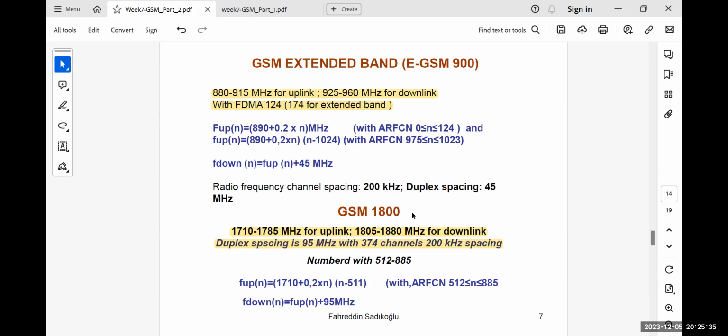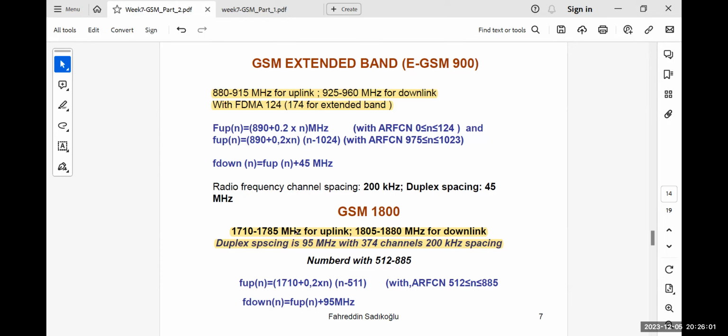And similarly, depending upon what channel number is given to you, you can calculate the uplink frequency and the downlink frequency. But keep this in mind that the duplex spacing in both of them is 45 megahertz. Right. So if you are assigned the ARFCN number, say 975, in that case, that is how you're going to calculate your uplink and the downlink frequency.